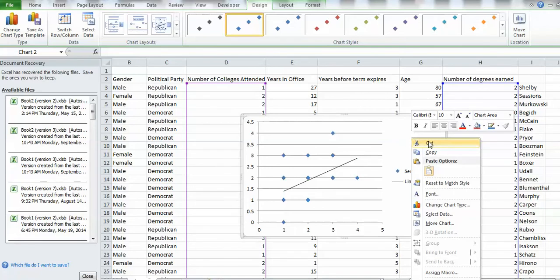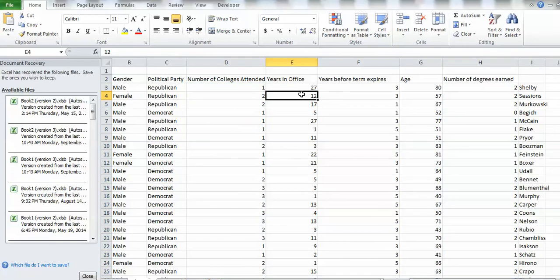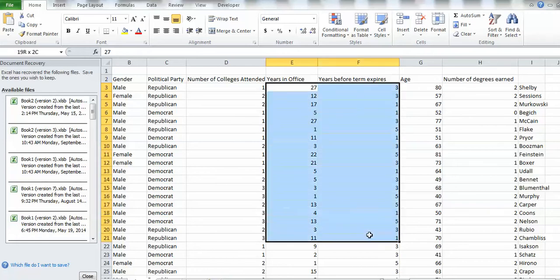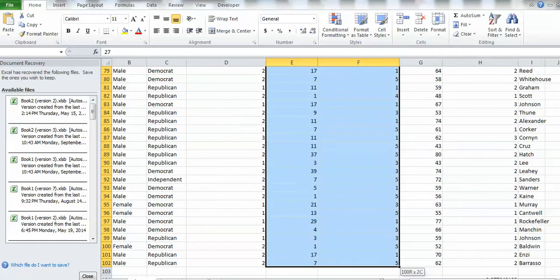Let's look at something else. I said that there should be something here that would be more of a negative correlation. Oh, if you've been in office longer, you should have less time left in office. So that should be a negative correlation. You can look at the scatter plot to see what it looks like.